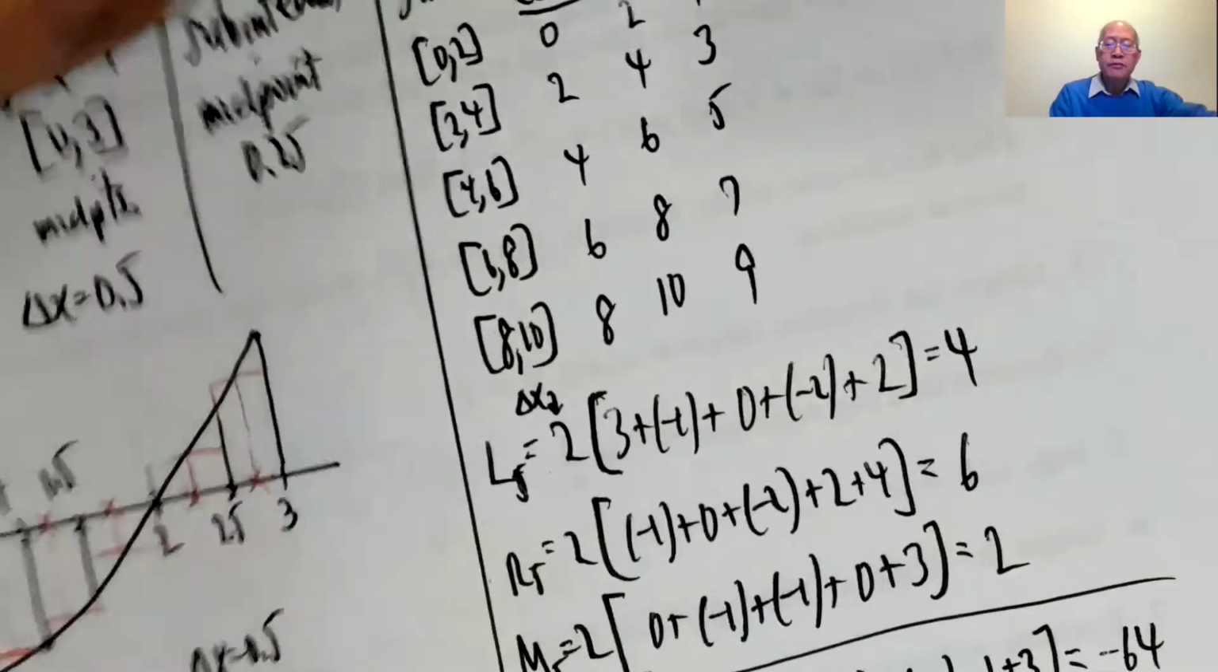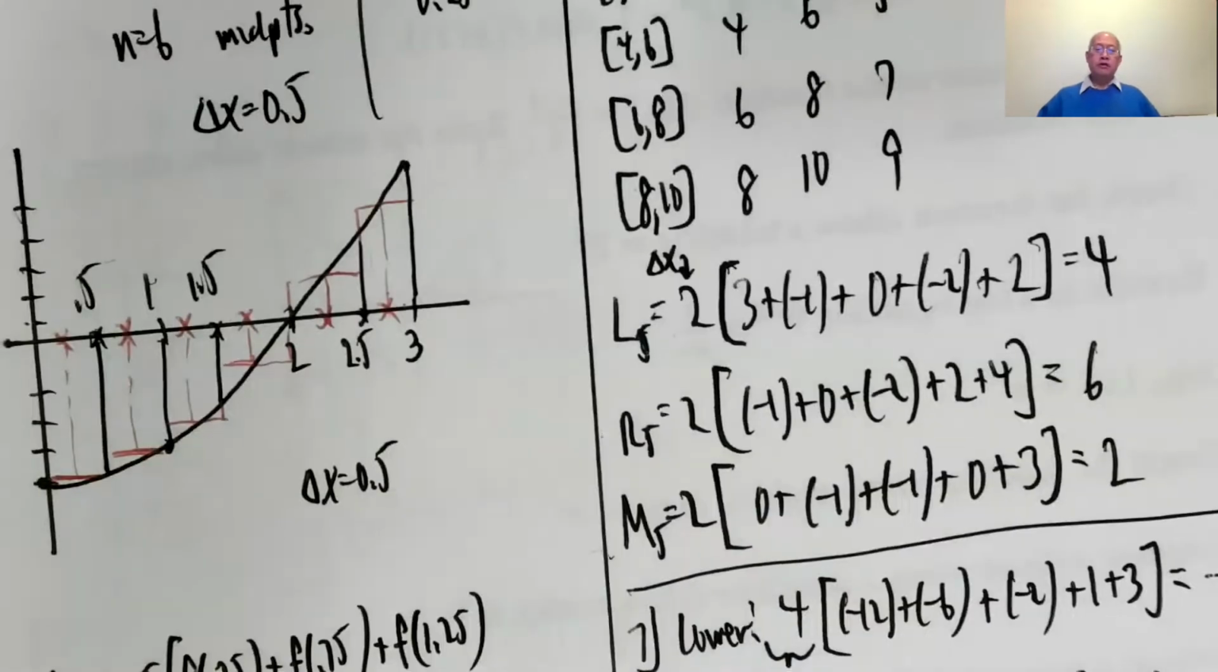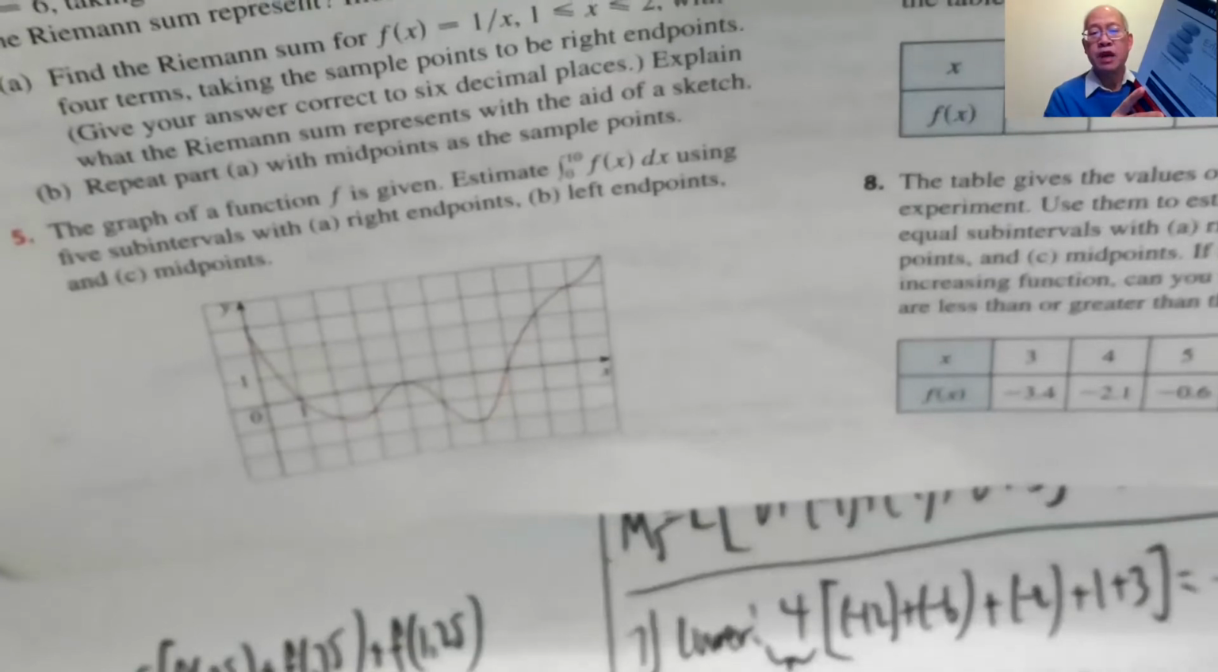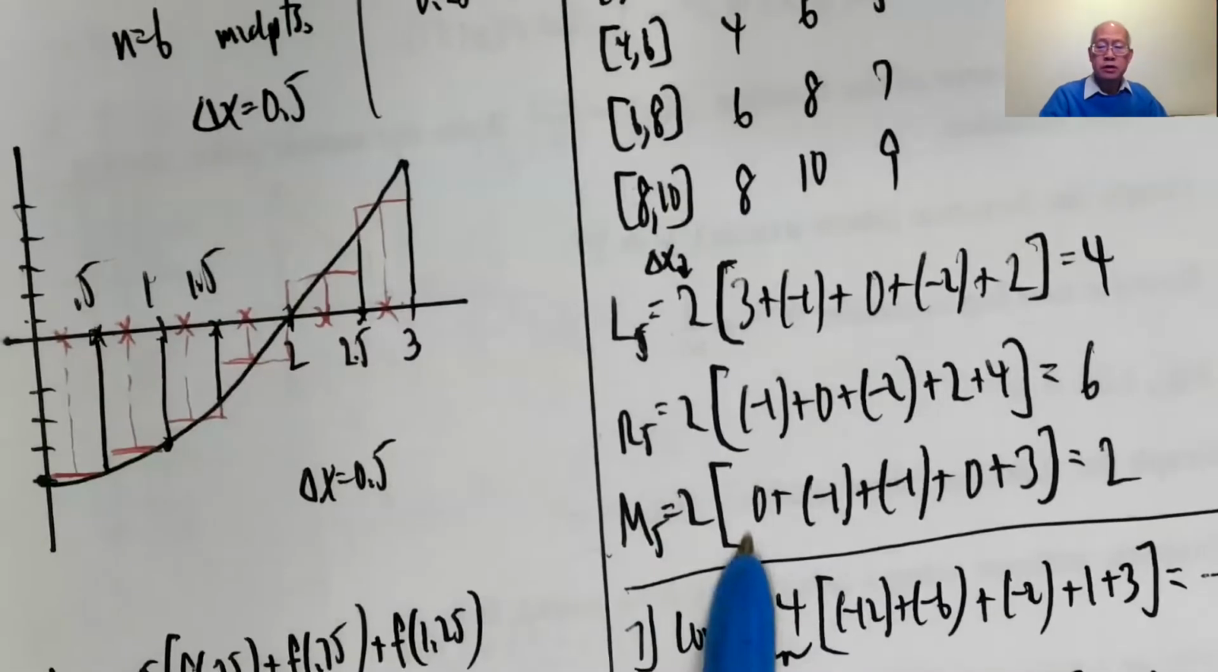Then M5, function values at 1, 3, 5, 7, and 9. The function values of this graph at 1, 3, 5, 7, and 9, you can verify on your own later, are 0, -1, -1, 0, and 3. That comes out to be 2.